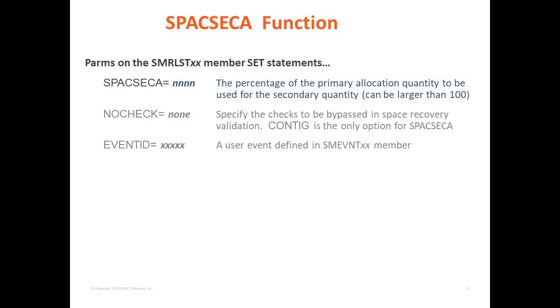The R-list set statement for SPACSECA sets the percentage amount of the primary that will be used to allocate a secondary space value. The percentage can be larger than 100, making it possible to allocate a secondary space value much larger than the primary. As with SPACVOLA function in allocation, SPACSECA has a no-check parm to bypass certain processing. Contig is the only valid option for SPACSECA.